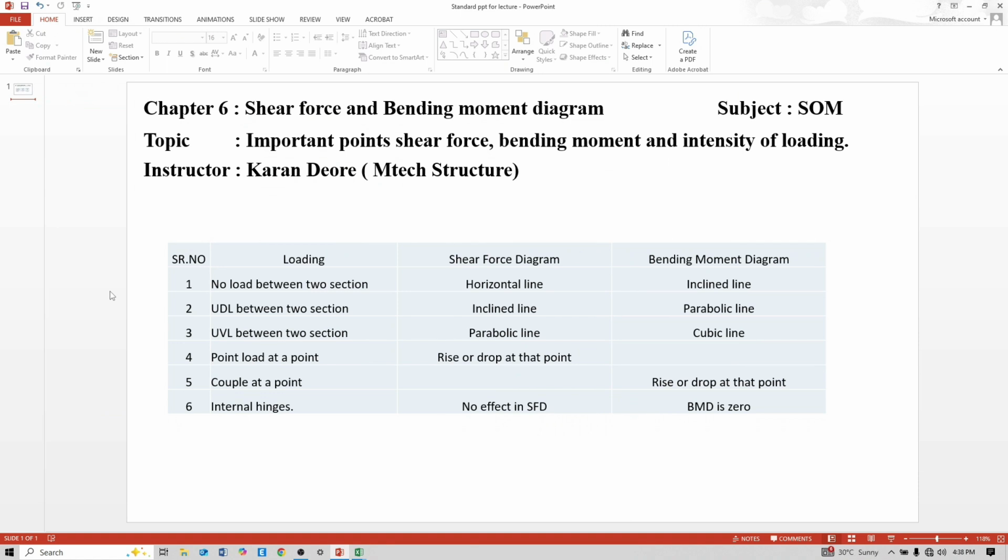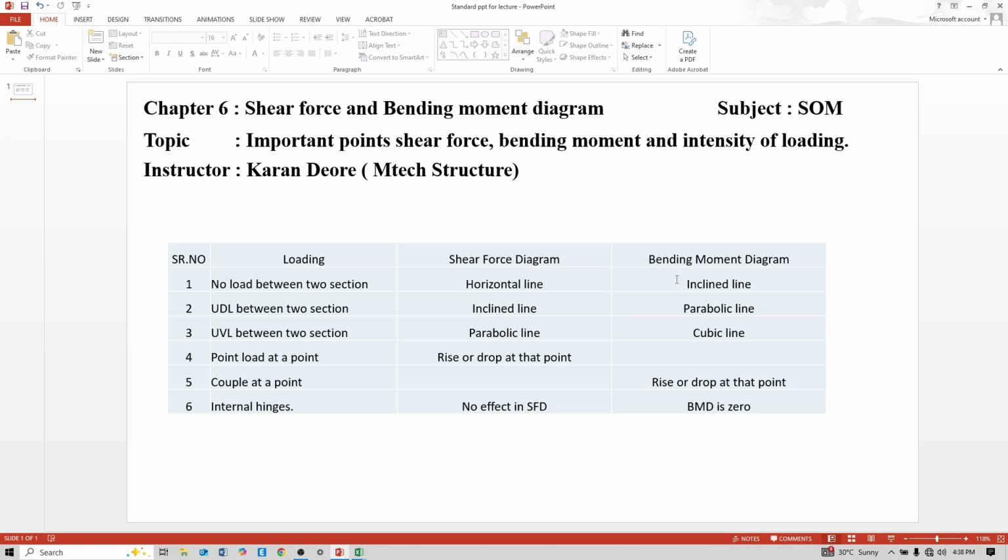So see through the table, no loading between two sections. We have seen no loading between two sections means the shear force diagram is a horizontal line. We had seen that for a simply supported beam with a concentrated point load at the middle, the shear force diagram is a horizontal line there, because there is no load between the left reaction and the middle point, and the bending moment diagram is an inclined line. Uniformly distributed load between two sections: we had seen a simply supported beam with UDL also. In that, the shear force diagram is an inclined line and the bending moment diagram is a parabolic line.